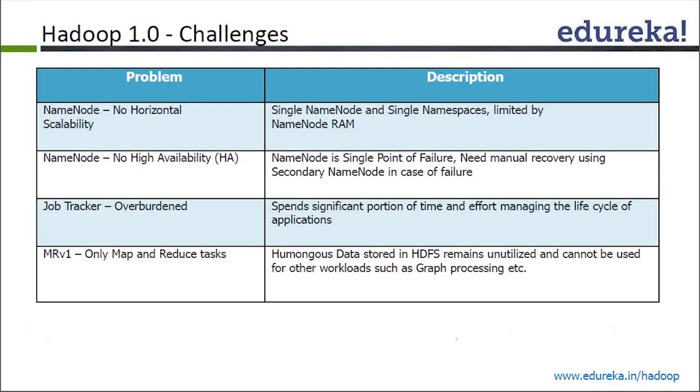Since the cluster has a single machine, it has a single namespace, and it is limited by whatever RAM you have on the name node.